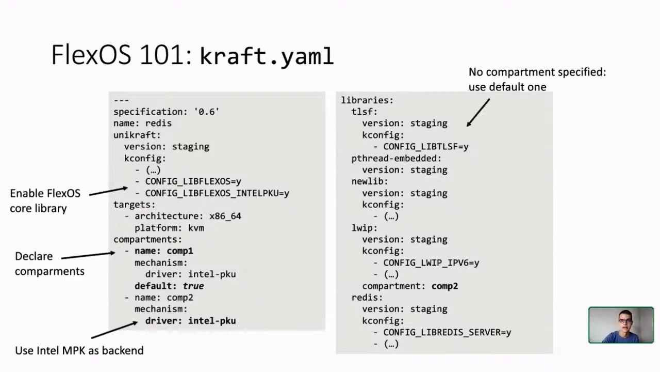The libraries section of Kraft.yaml now also tells in what compartment a given library should be put. If this is not specified, then a library is put in the default compartment, and otherwise, for example, in the case of LWIP, in compartment 2. So here, in this scenario, we isolate LWIP from the rest of the system using MPK.